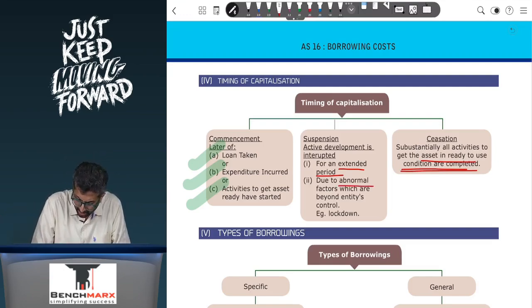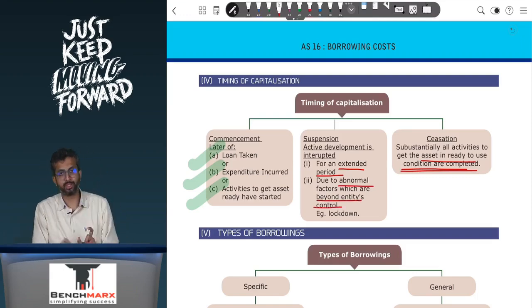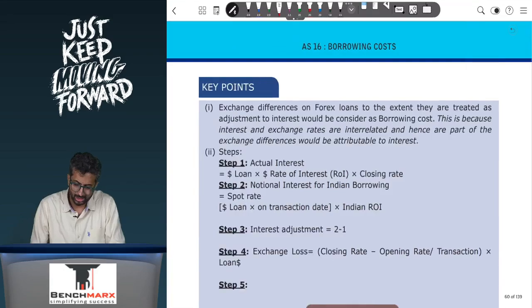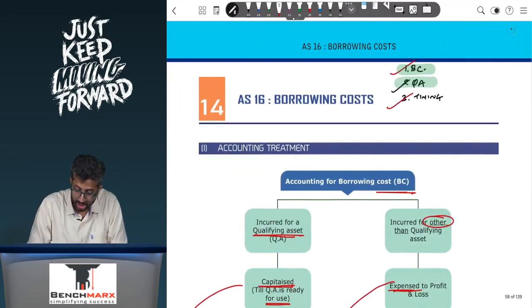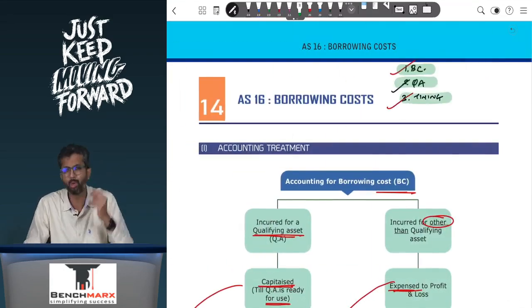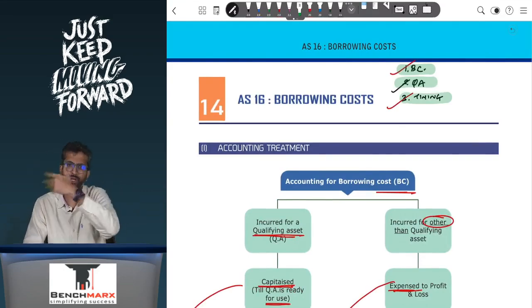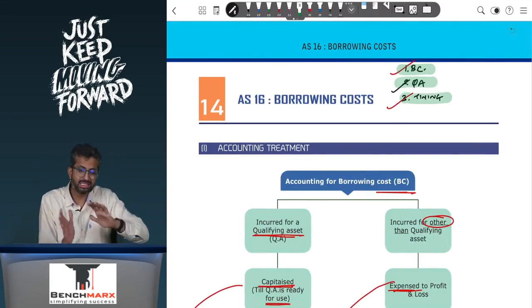Due to abnormal factors which are beyond the entity's control, like a lockdown. In that case, during the period when active development is interrupted, if you are incurring any borrowing costs, that will not be capitalized, that will be taken to the P&L account. So now this takes care, I think, of the third part as well, timing of capitalization. Remember, the moment the asset is ready for use, after that whatever is the borrowing cost will go to the P&L.